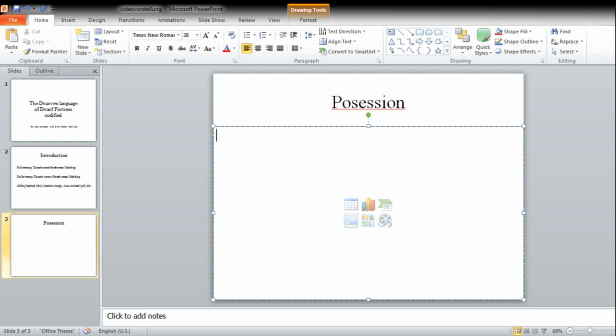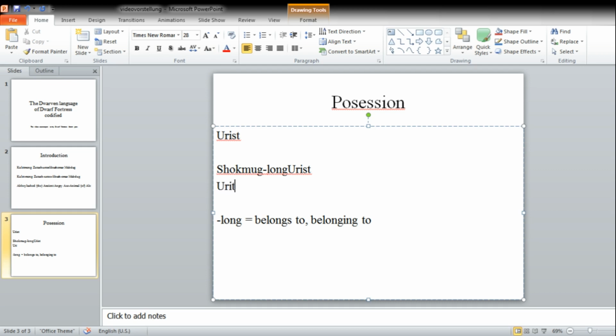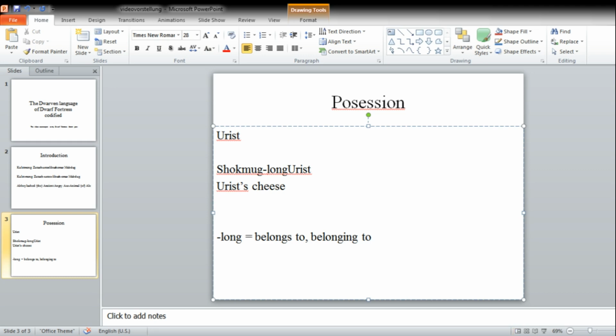Instead, what we do is use another ending. Well, it's not an ending, an affixation. Let's use jurist as the example. Jurist has cheese. How do we say that? Jurist's cheese. Well, the cheese is the thing that is being possessed, so it actually becomes the subject, shokmug. And then we use this ending, long. And long means belongs to or belonging to. So long jurist means jurist's cheese, or the cheese belonging to jurist. You see? And this then can be changed as well, so jurist can be replaced with Moses to make this Moses's cheese. The cheese belongs to Moses.